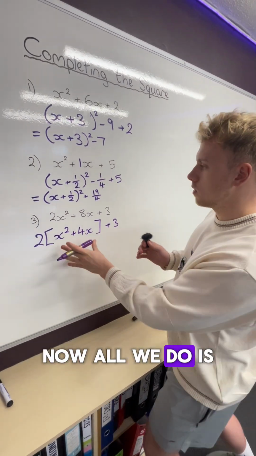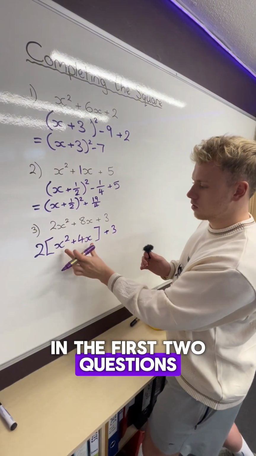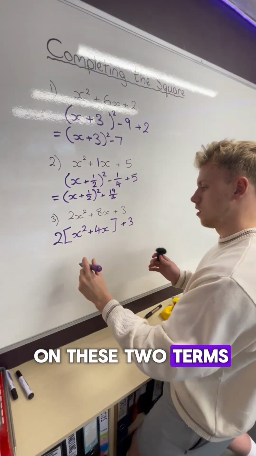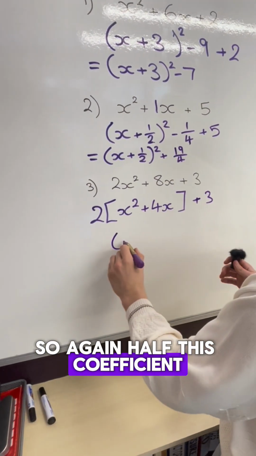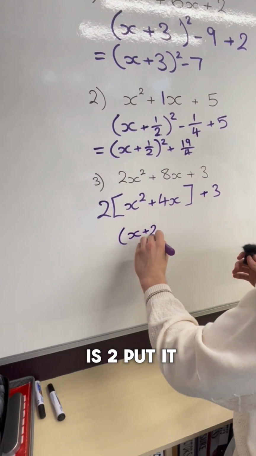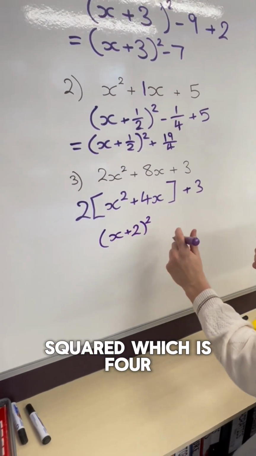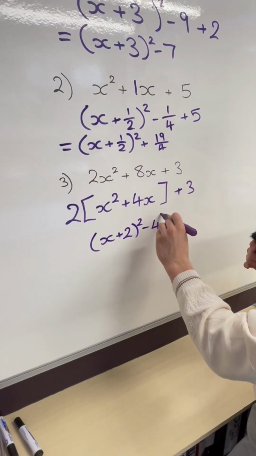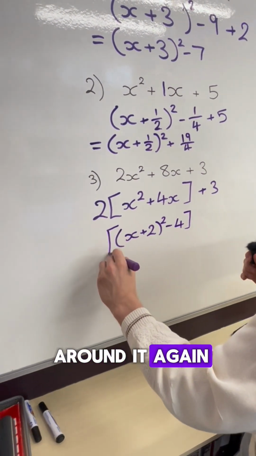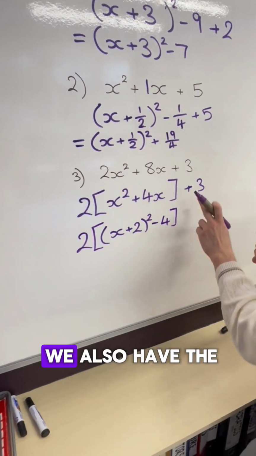Now, all we do is do the exact same as what we did in the first 2 questions. We complete the square on these 2 terms. So again, half this coefficient, so half of 4 is 2. Put it in a bracket squared. Take away this number squared, which is 4. Put the square bracket around it again. Don't forget you had the 2 there. And we also have the plus 3.